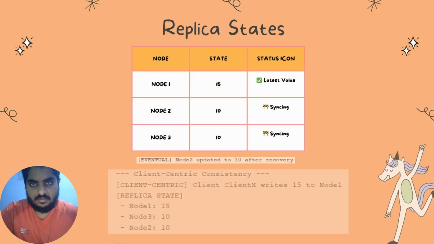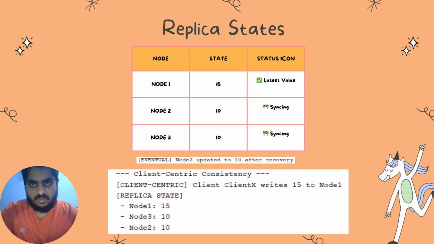Today, I'd like to present my role as results and takeaway analyst. First of all, based on the coding output that we ran and the result that we got for report 2, replica state, as you can see, node 1, node 2, node 3 have states 15, 10, 10. 15 is the latest value for node 1, while node 2 and node 3 are syncing. This is the output that we got when client X writes 15 to node 1 based on the client-centric consistency.